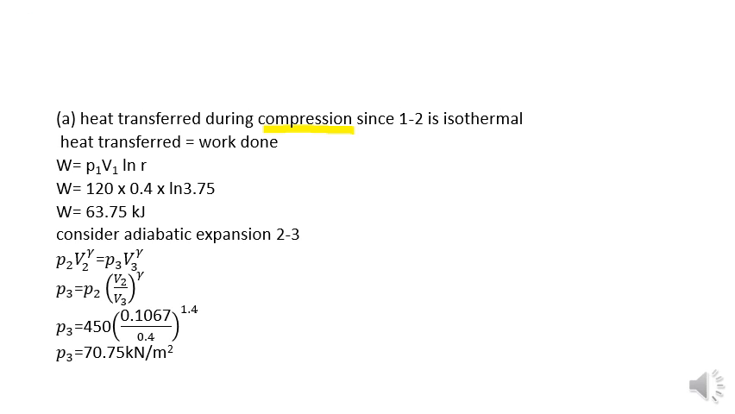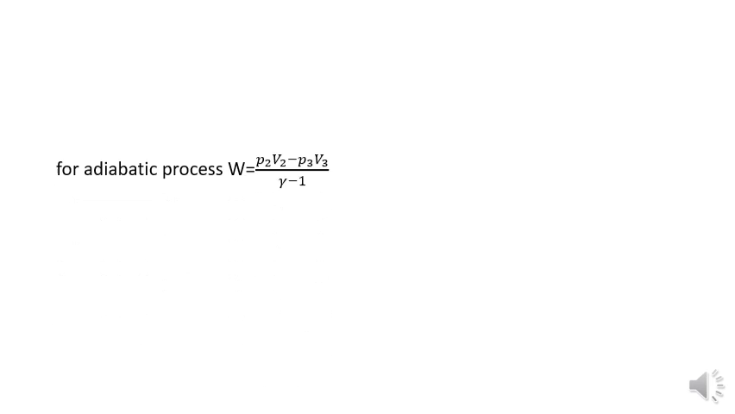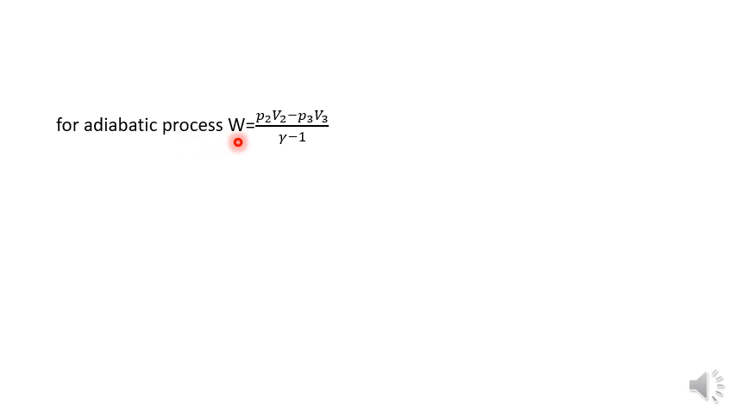Calculate the work done during the adiabatic expansion process, which takes place between 2 and 3. Then the equation becomes P2 V2 minus P3 V3 divided by gamma minus 1. Here the process is 2 to 3, that's why we write the numbers 2 and 3. If the process were from 1 to 2, we would write P1 V1 minus P2 V2. Here the process from 2 to 3 is adiabatic, so W is equal to P2 V2 minus P3 V3 by gamma minus 1.